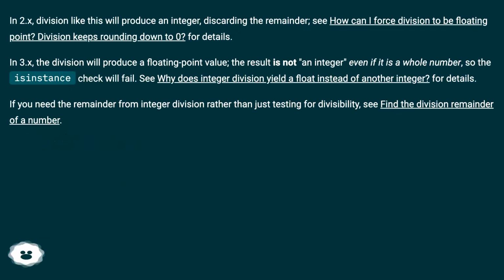In 2.x, division like this will produce an integer, discarding the remainder. See how can I force division to be floating point. Division keeps rounding down to 0. For details. In 3.x, the division will produce a floating point value. The result is not an integer even if it is a whole number, so the isinstance check will fail.